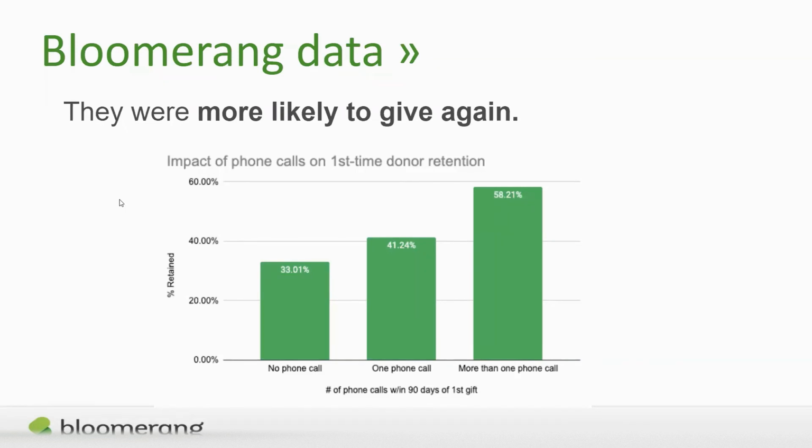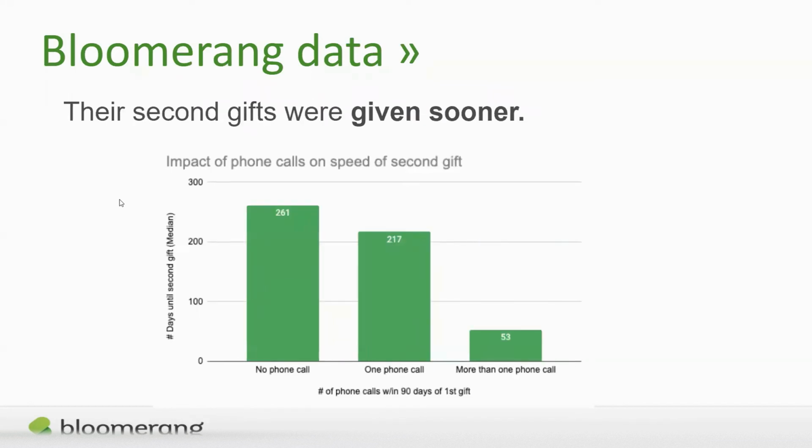We looked at data on the impact of phone calls on first-time donor retention, for people who received one phone call, or more than one phone call, within 90 days of the gift. They were more likely to give again. They were also more likely to give sooner. The time between gifts goes down.